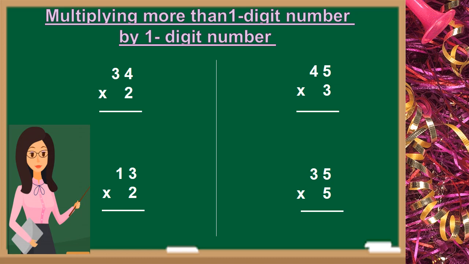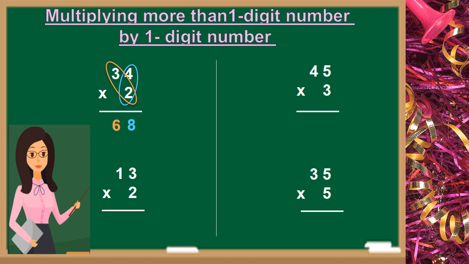The first example here, 34 multiplied by 2. We will start multiplying 2 by 4. Then we will multiply the same 2 by 3. 2 times 4 equals 8. Then 2 times 3 equals 6. That's all. We multiply the one digit number by two digits number.